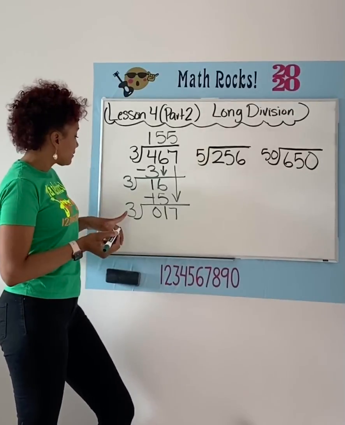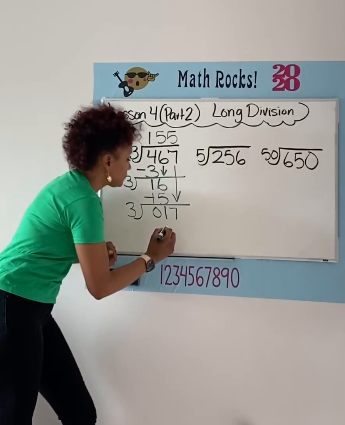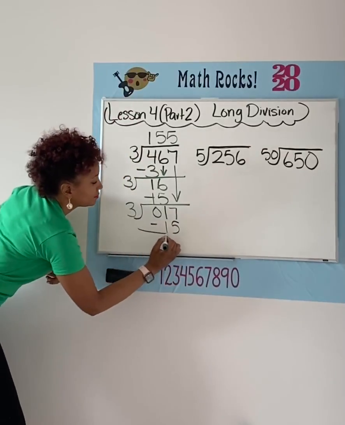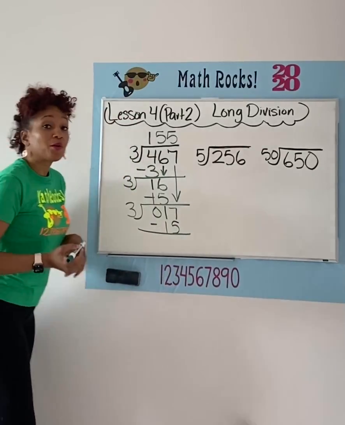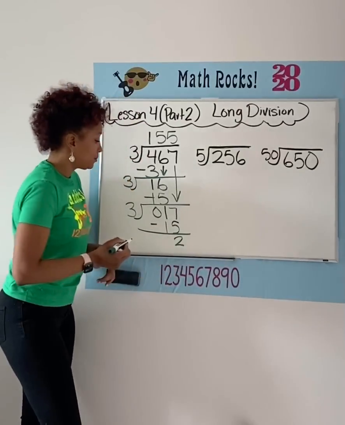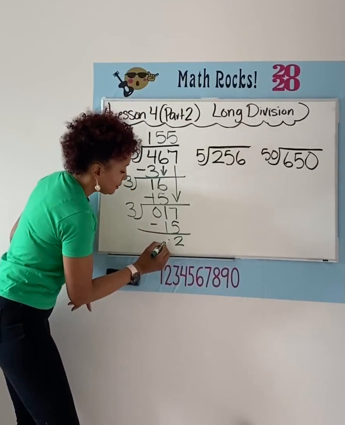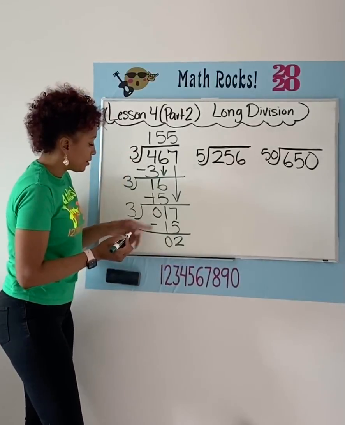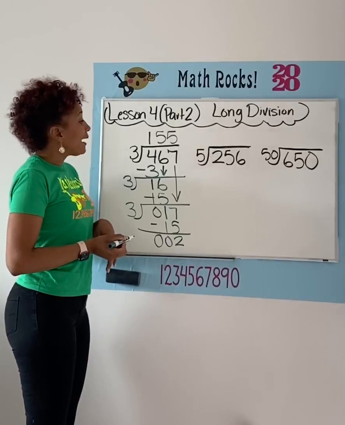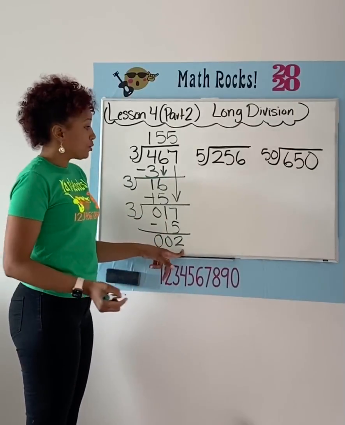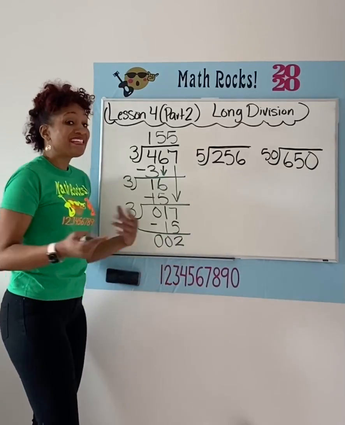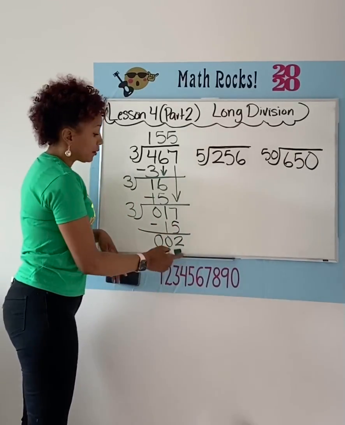And then you're going to say 3 times 5 is 15. And then you're going to subtract. 7 minus 5 is 2. 1 minus 1 is 0. And then you can bring down your other 0 if you like. So now your remainder is 2. I don't have any additional numbers to bring down. So since we did not zero it out, your remainder is 2.